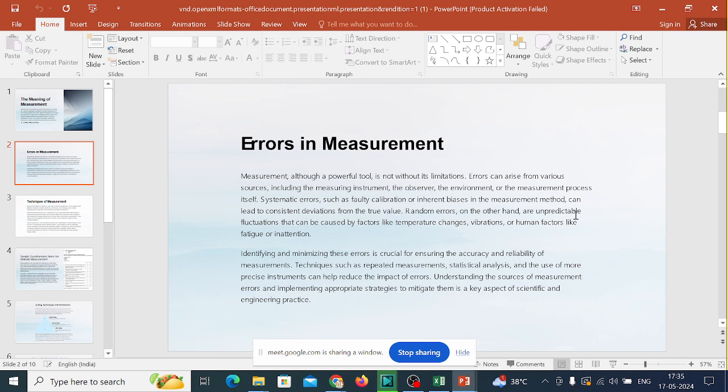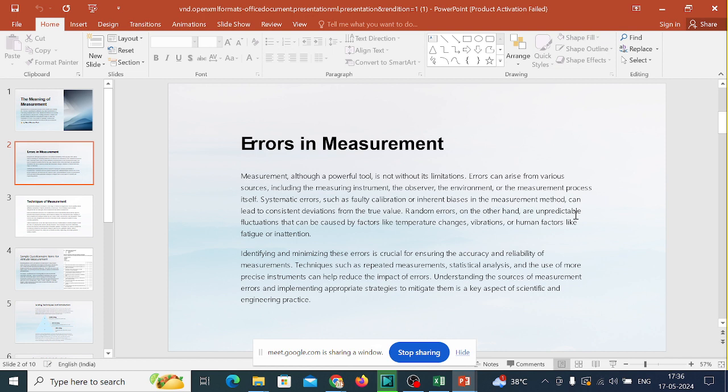Now, understanding the sources of measurement errors and implementing appropriate strategies to mitigate them is a key aspect of scientific and engineering practice. For engineering practice, you need to observe one point only: how to minimize these errors in the measurement. To minimize the errors, you need to follow these steps.